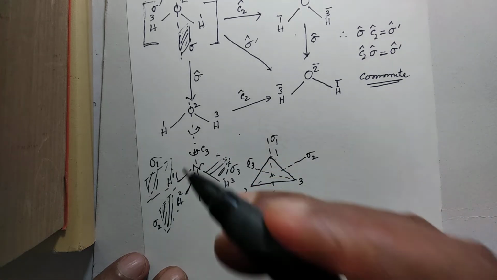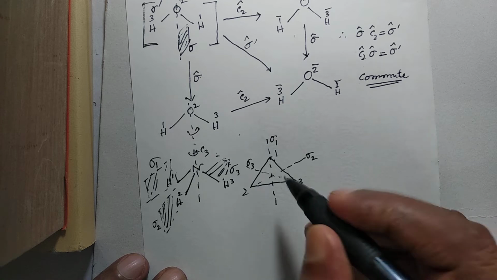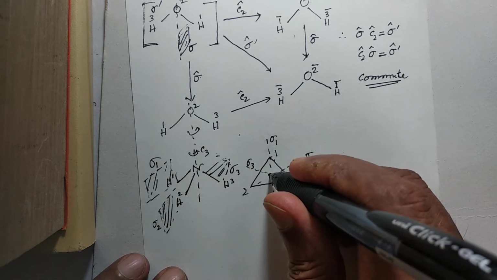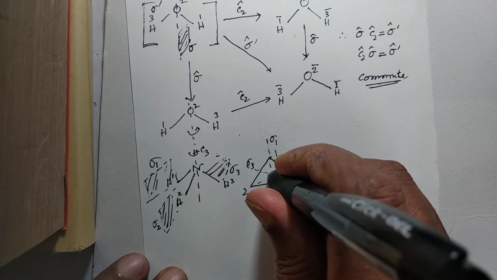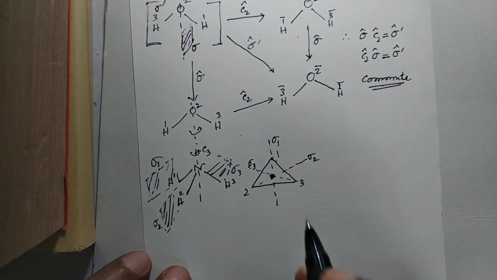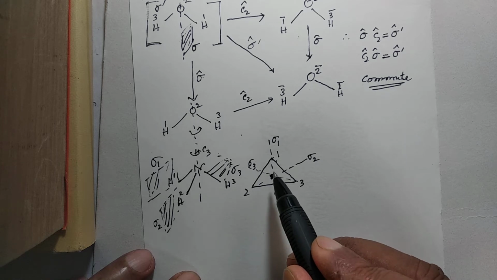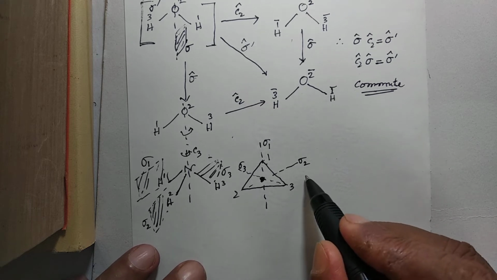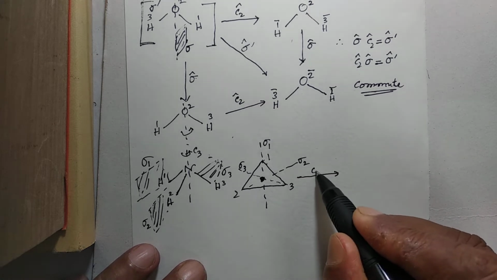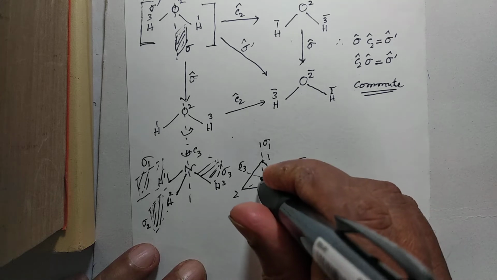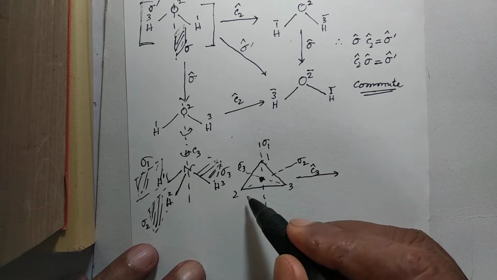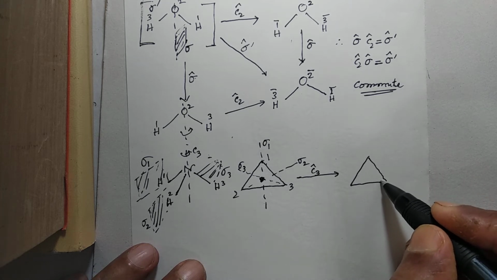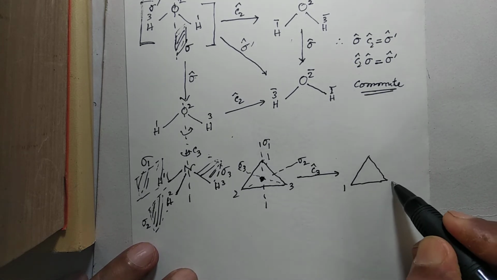All the planes are perpendicular to the plane of the paper, and the C3 axis is here. It is perpendicular to the plane of the paper and passes through the center of the triangle. Nitrogen atom is somewhere above the plane of the paper. Now we carry out a C3 rotation first about this axis. Then 1 comes here, 2 goes here. We get a configuration like this. 1 here, 2 here, 3 here.